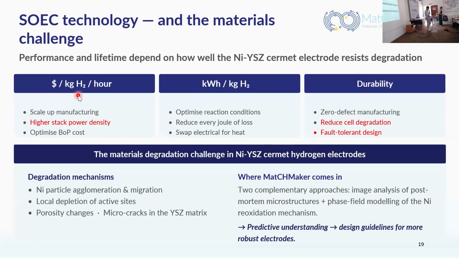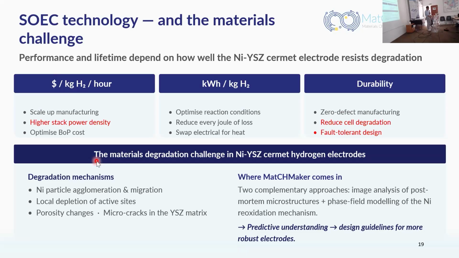So these are the KPIs that are being tracked to improve these cells. And you see, of course, there is the amount of euro per hydrogen per hour, which they want to minimize, the amount of power also needed, and the durability. And in the MatCHMaker project, the focus was on the red highlighted line. So how to increase the power density, and MatCHMaker could contribute to that. And more focus was on the durability, because the cells age, and that was the question of how to help have longer, more durable cells.